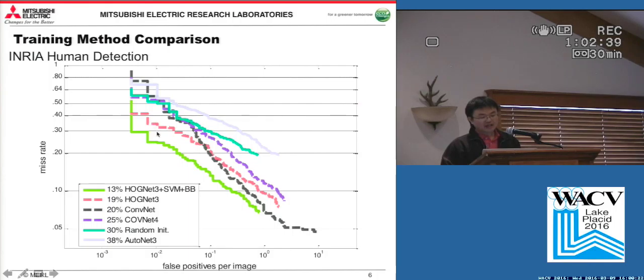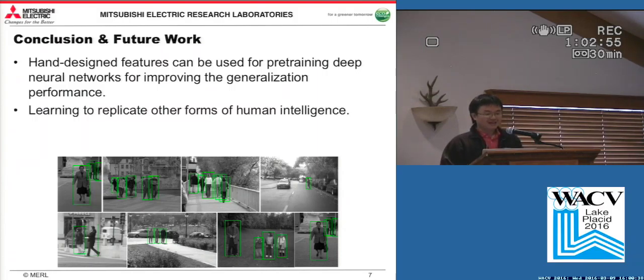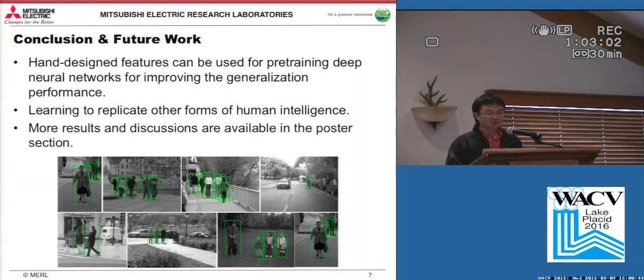When you apply an SVM classifier and a bounding box regression step after the extracted feature, you can further improve the performance to 13% miss rate. So to conclude, we show that hand-designed features are useful, and in the future we plan to replicate other forms of human intelligence. More discussion and results can be seen in the poster session.